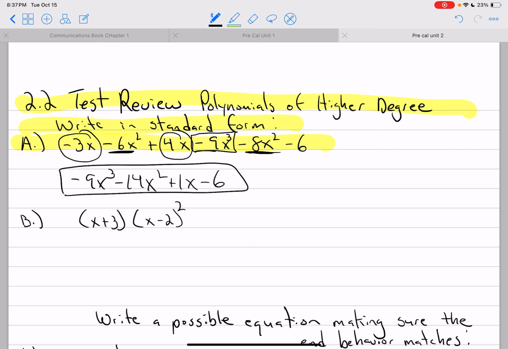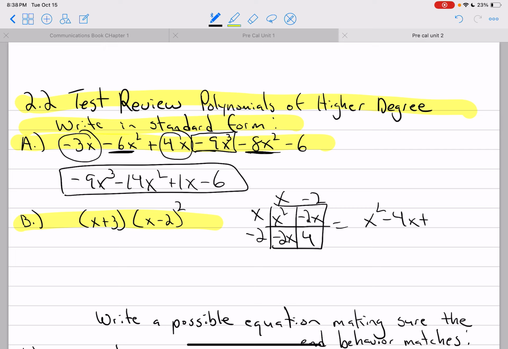Okay, next, B. I got to put this thing in standard form. Why don't you go ahead and do that? Don't wait for me. Do it before me. See if you're doing it right. So you should be like, well, this is factored form, so I'm going to need to go ahead and multiply everything out. So this is x minus 2 times x minus 2, x squared minus 2x minus 2x plus 4. So this ends up being x squared minus 4x plus 4.